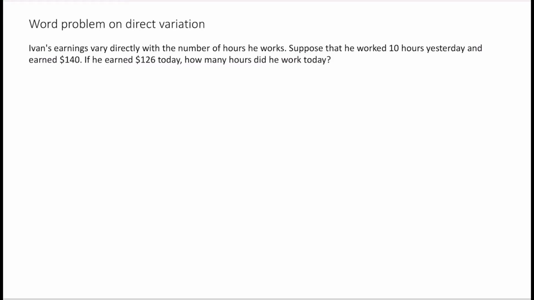Hi, this video is about word problems on direct variation. Direct variation is when two variables are related to each other a certain way. That certain way is that when one increases, so does the other, or if one decreases, so does the other. So they vary directly means they're moving in the same direction.